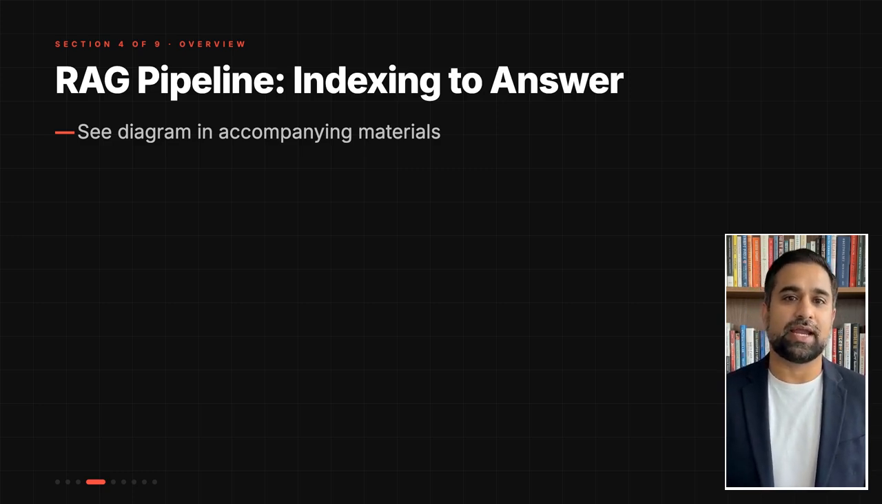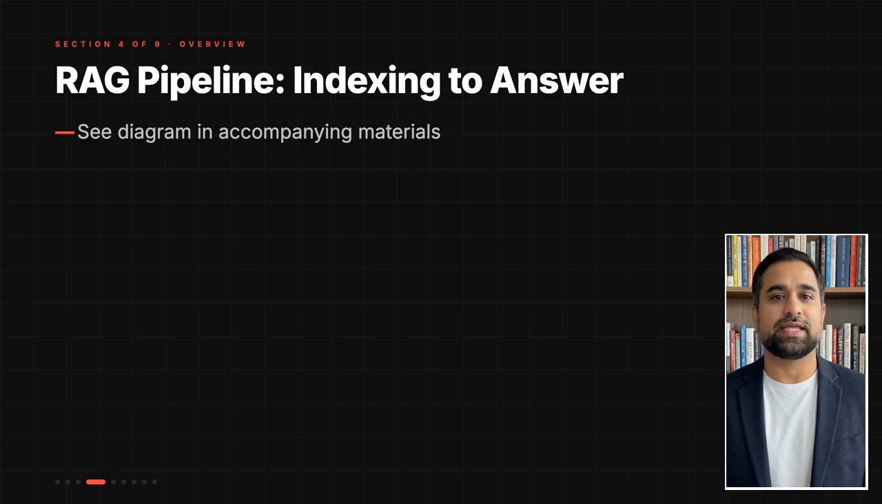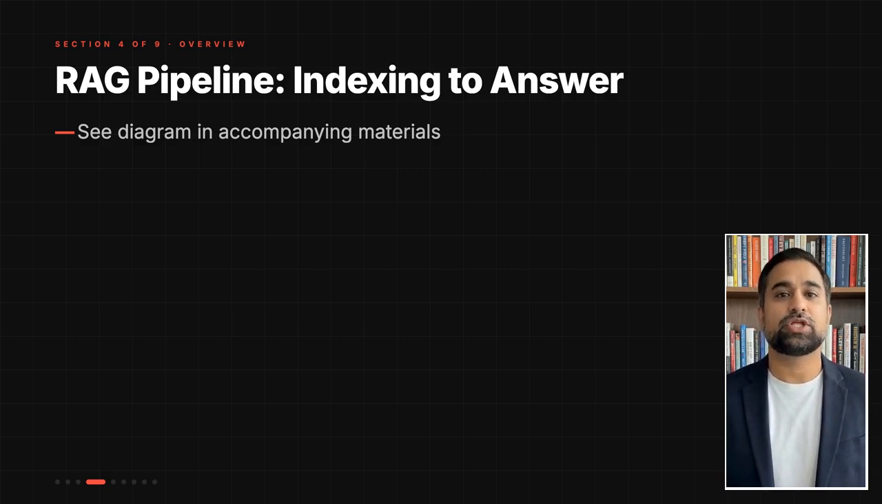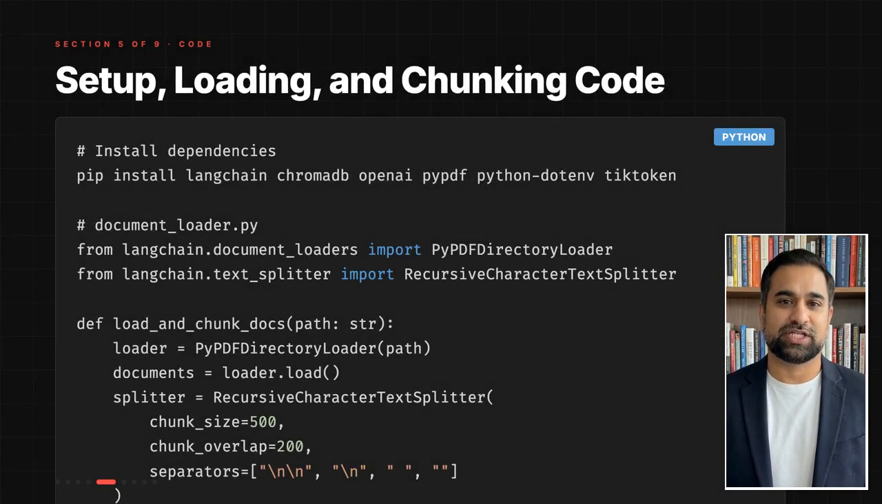Now create a .env file for your API keys. This is important. Take a look at this implementation on screen. Never commit your .env file to version control. Add it to your .gitignore immediately. A leaked API key can result in thousands of dollars in unauthorized charges within minutes.